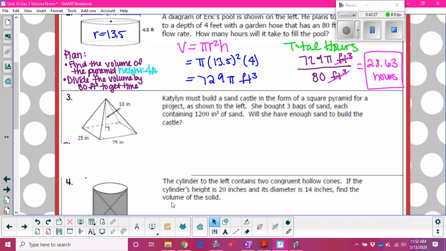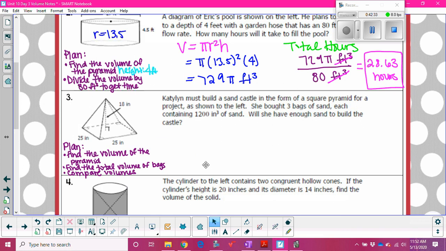So let's come up with a plan. The first thing we need to do is find the volume of the pyramid to see how much sand we're going to need for that. Then you're going to find the total volume of the bags of sand. I know that this is volume of the bag because it's in cubic inches.